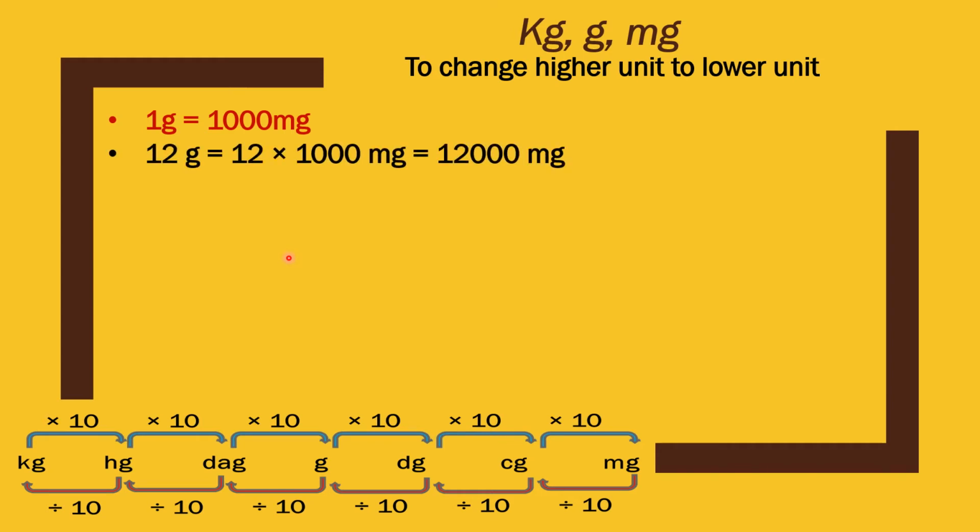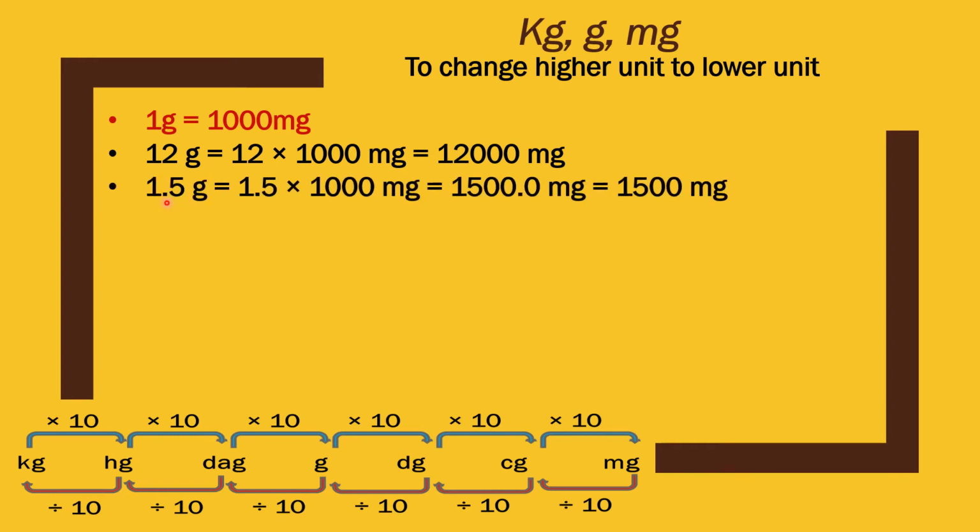For example, 12 gram. If you need to convert it into milligram, what will you do? You will multiply by 1000 milligram. So it is 12 multiplied by 1000 milligram, which equals 12,000 milligram. Next example is 1.5 gram. If you need to convert it into milligram, you need to multiply by 1000. So 1.5 multiplied by 1000 milligram, which equals 1500.0 milligram, or we can say 1500 milligram.